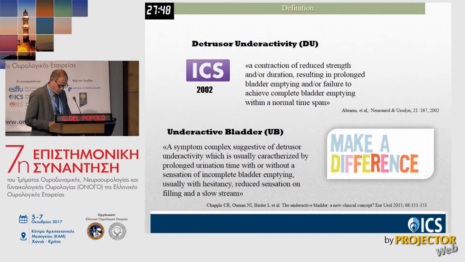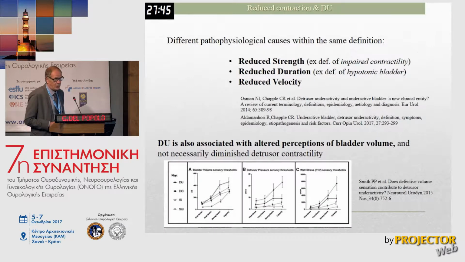So if you analyze what changed in the urodynamic definition, you see that impaired contractility is now described as reduced strength, and the hypotonic bladder as reduced duration, but the concept of reduced velocity of contraction was also introduced, as well as the fact that many of these patients have an abnormal perception of bladder volume. And this is what changed in the urodynamic evaluation.